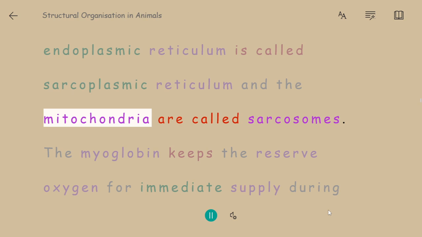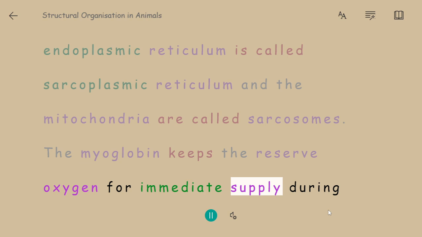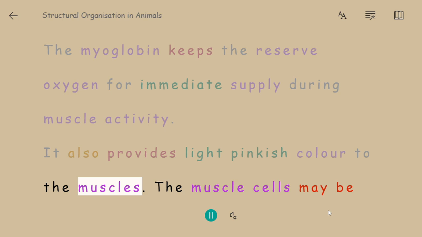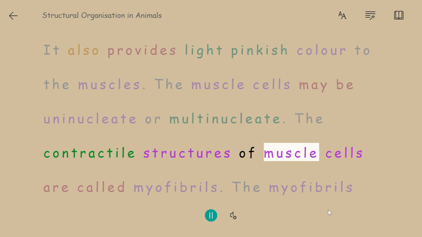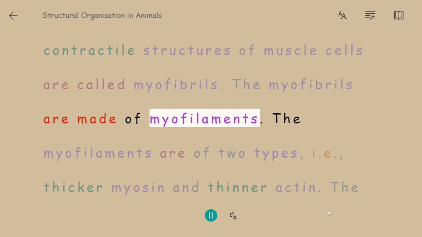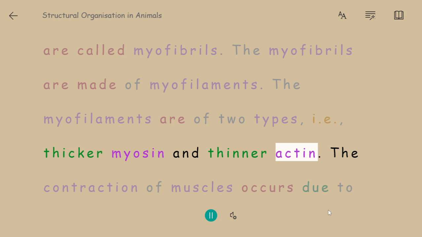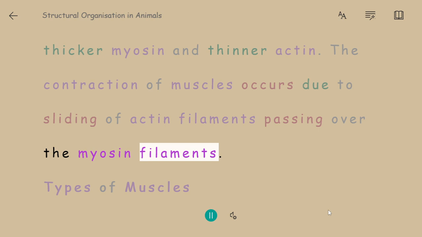The myoglobin keeps the reserve oxygen for immediate supply during muscle activity. It also provides a light pinkish color to the muscles. The muscle cells may be uninucleate or multinucleate. The contractile structures of muscle cells are called myofibrils. The myofibrils are made of myofilaments. The myofilaments are of two types, i.e., thicker myosin and thinner actin. The contraction of muscles occurs due to sliding of actin filaments passing over the myosin filaments.